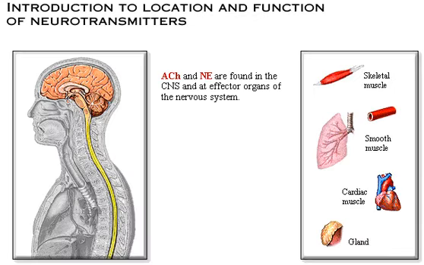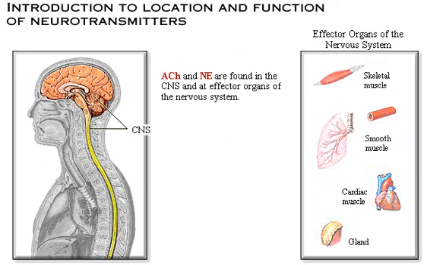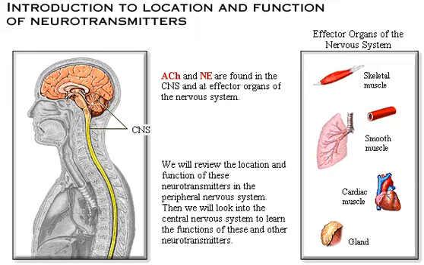We have learned that acetylcholine and norepinephrine are found in the central nervous system and at effector organs of the nervous system. On the next few pages, we will review the location and function of these neurotransmitters in the peripheral nervous system. Then we will look into the central nervous system to learn the functions of these and other neurotransmitters.